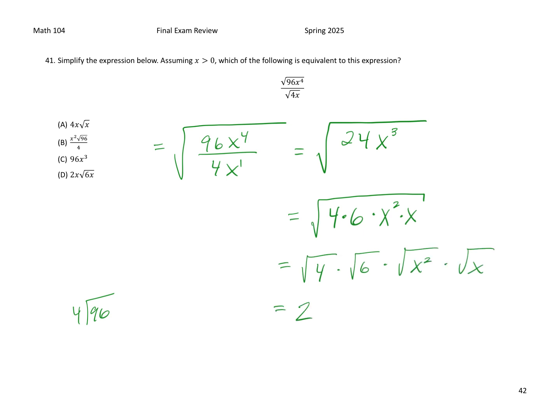So this is 2 times x times root 6x. 2x root 6x, which is option D.